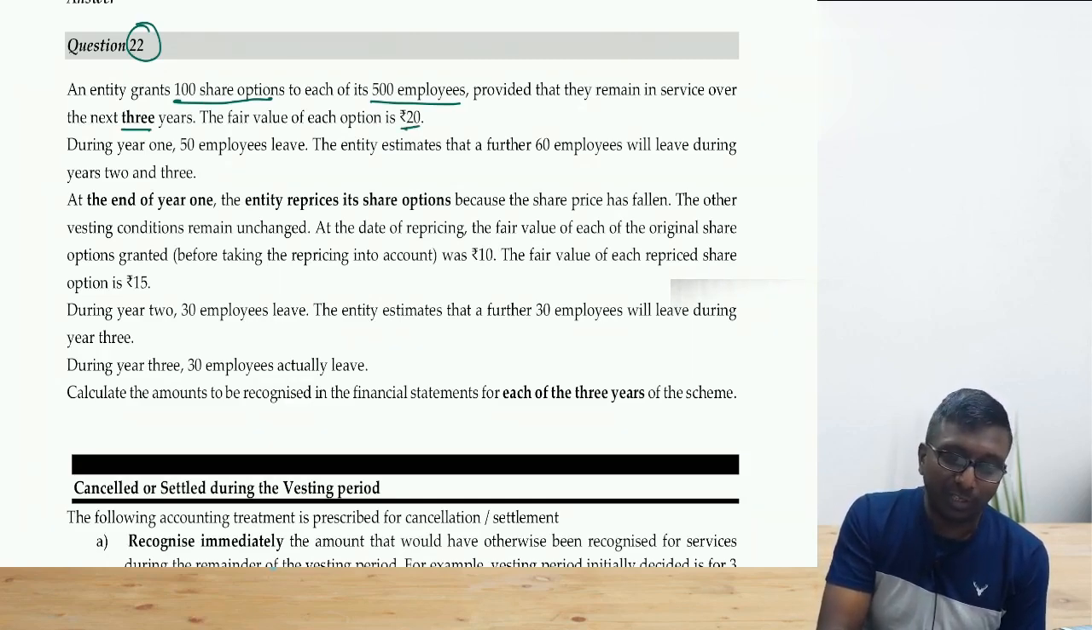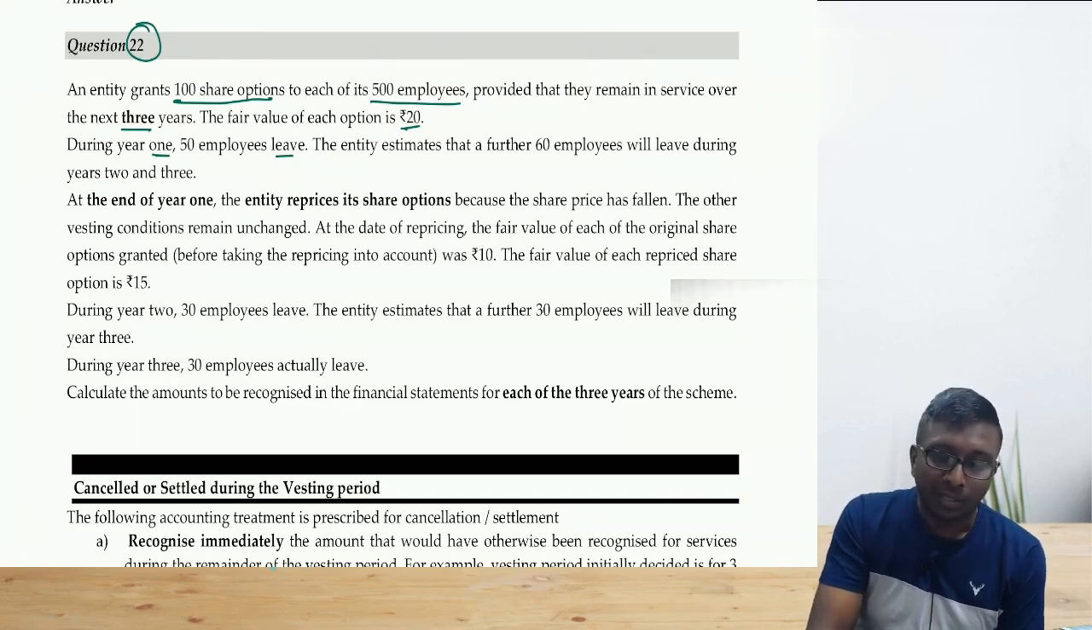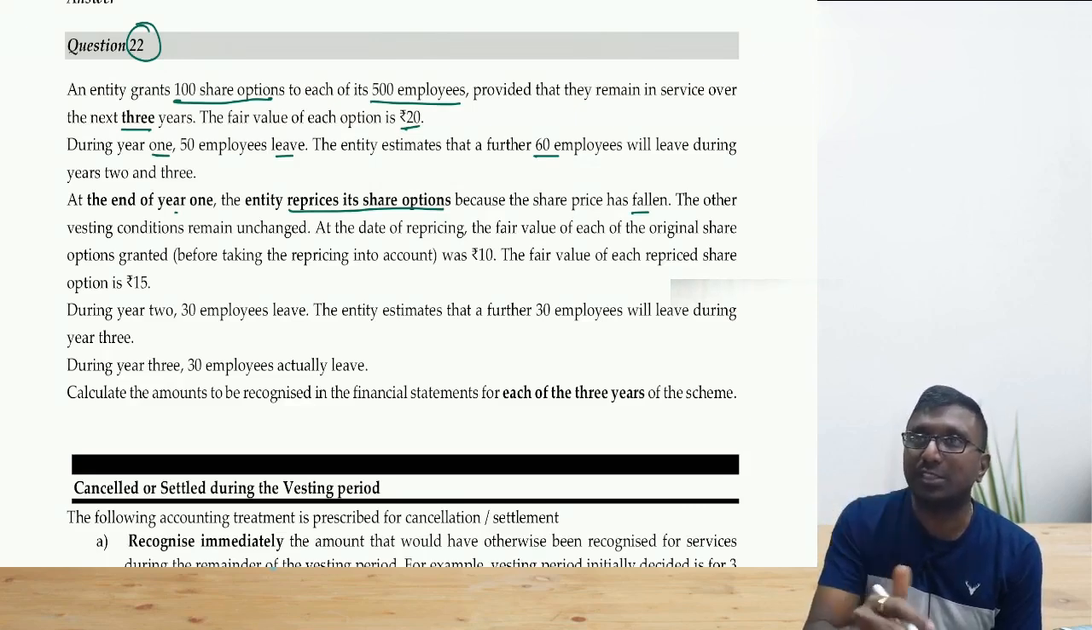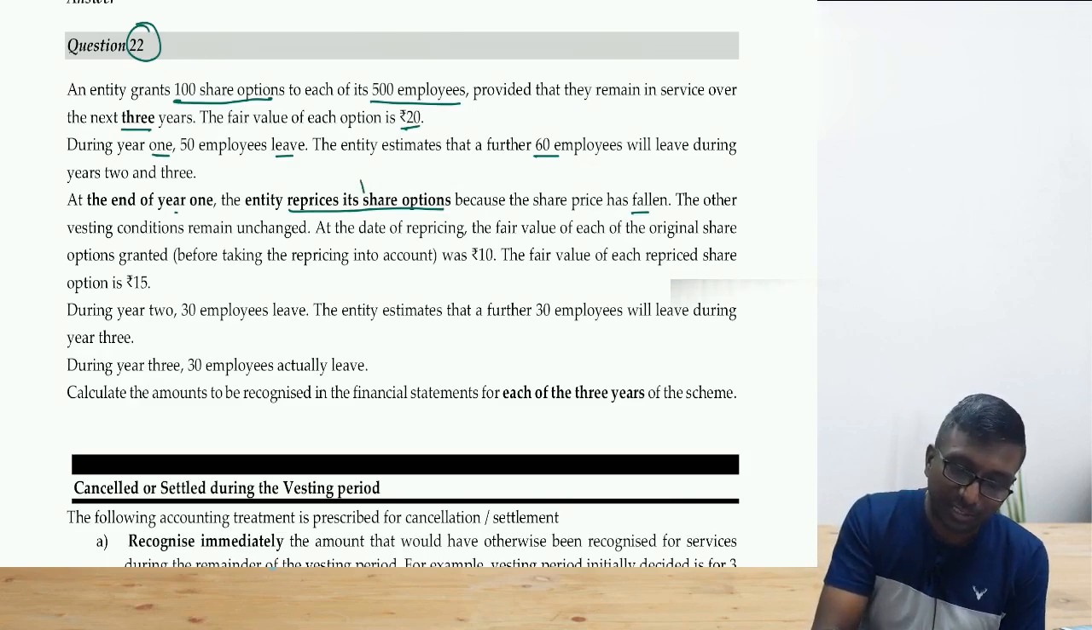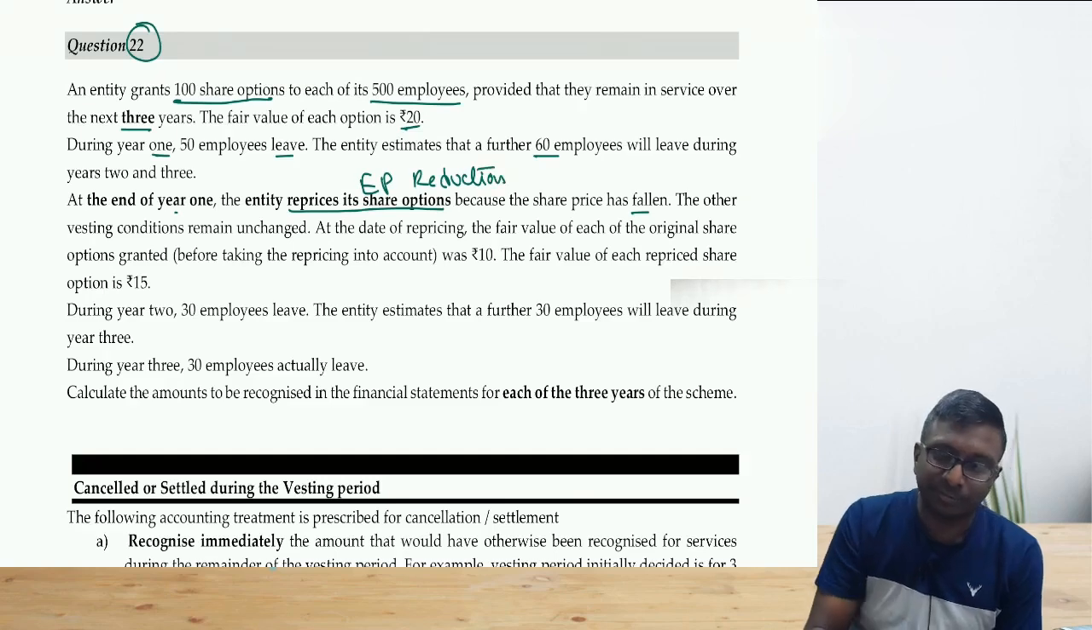During year 1, 50 employees leave. The entity estimates that another 60 will leave in year 2. At the end of year 1, the entity reprices the share options because the share price has fallen. I mean, reprice in the sense that the exercise price is reduced. The other vesting conditions remain unchanged.